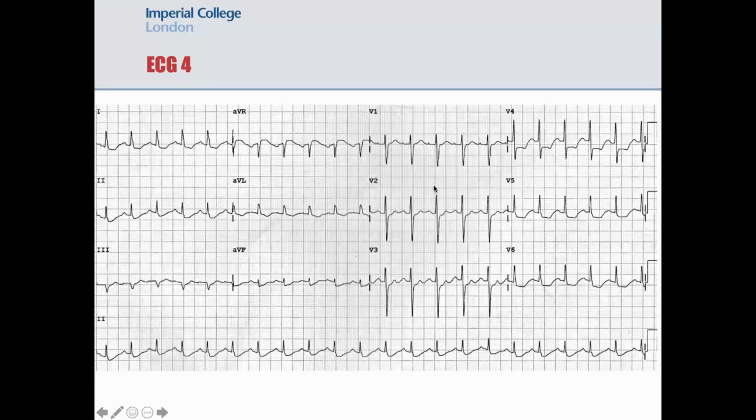Someone's put ST depression. Would it be all right if you write in which lead you can see that?